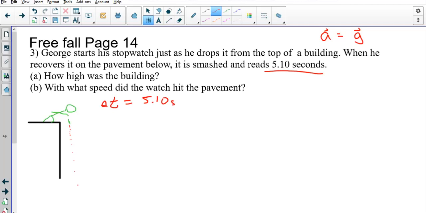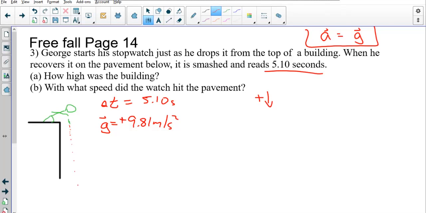I also know that it was dropped on Earth. I know it doesn't explicitly say Earth, but to our knowledge, Earth is the only place humans exist. So you just have to assume that our acceleration is that of gravity. And so your acceleration of gravity is, once again, 9.81 meters per second square. And I'm going to make down the positive direction, and so I have a positive 9.81 meters per second square.